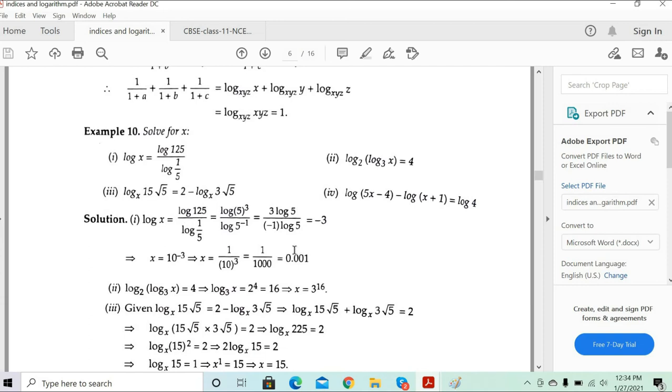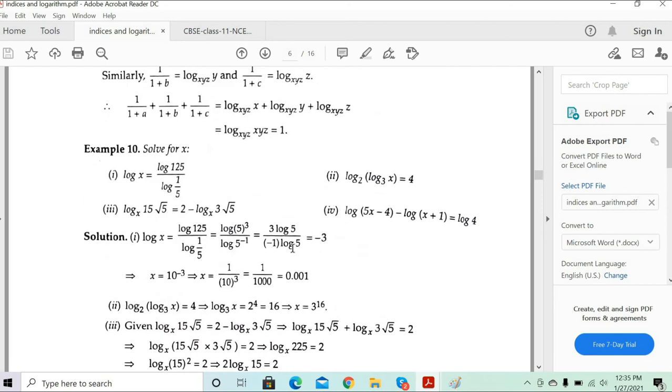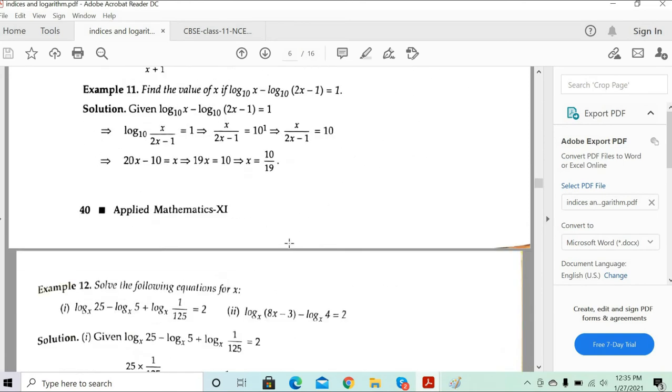Tanisha, the third one, are you getting it? Third question, what's the value of X? So I got the four. Okay. Any questions, any doubts till example 10? No, sir. It's clear? Very good. Example 11 now. Be careful with example 11 because it's a kind of equation.